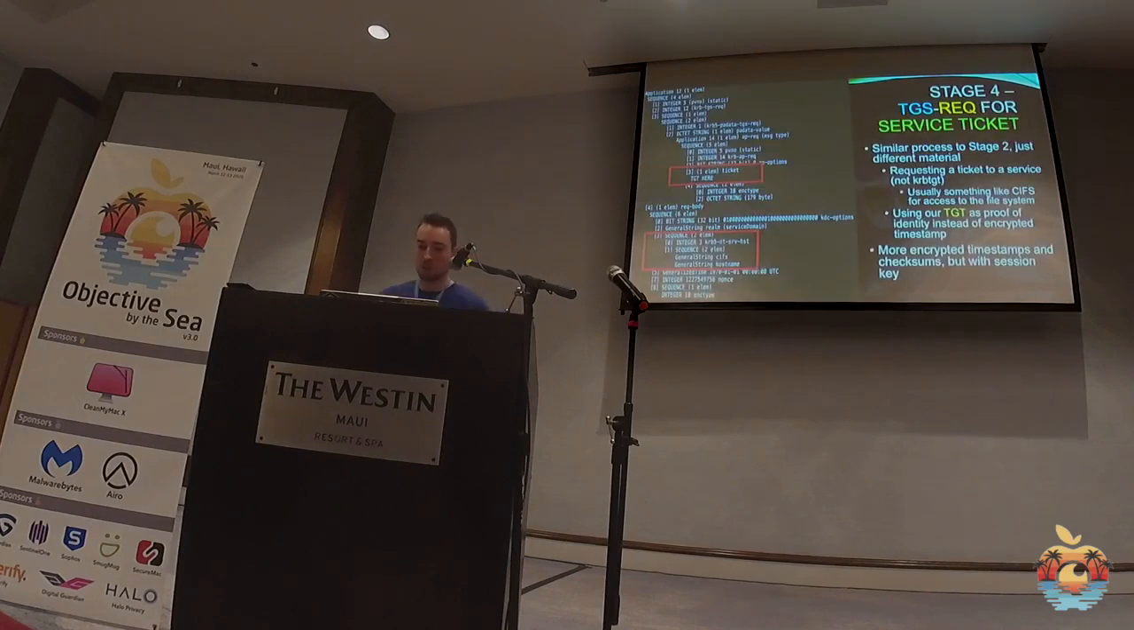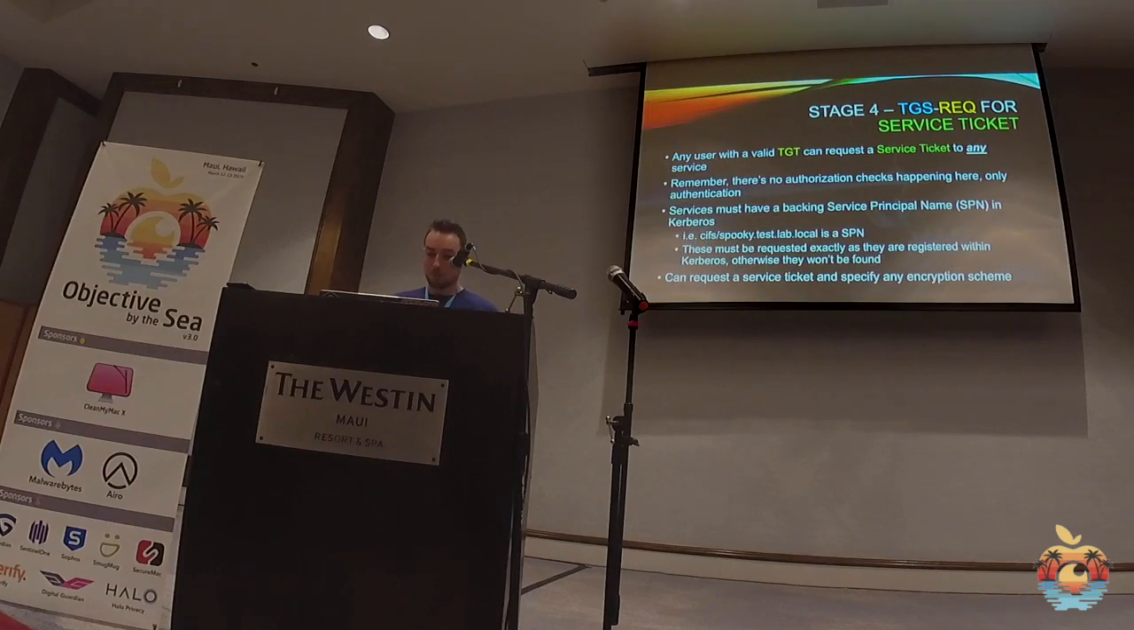Now stage 4 is we want to actually do something with that TGT. It's a very, very similar process. We want to talk to the TGS to get a service ticket to something. Again, who we are, prove we are who we are, and say what we want. In this case, we are saying who we are. Our proof, instead of an encrypted timestamp, is our TGT that proves we are who we say we are. Then we use that to request a service ticket to the thing that we're trying to access. Any user with a valid TGT can request a service ticket to any service in the environment.